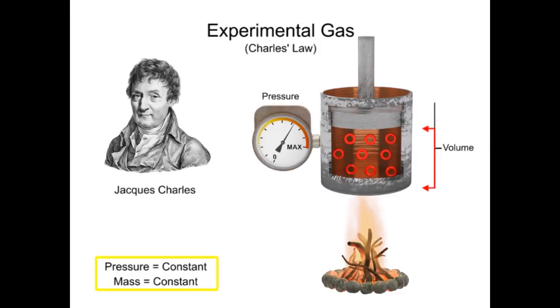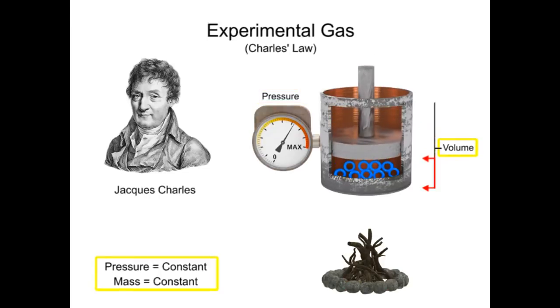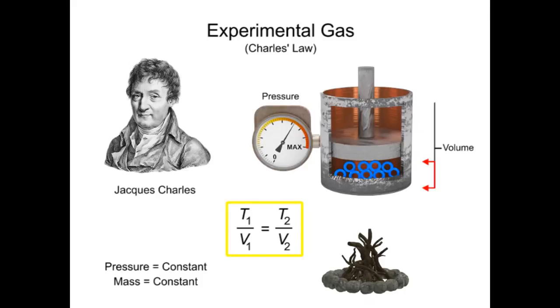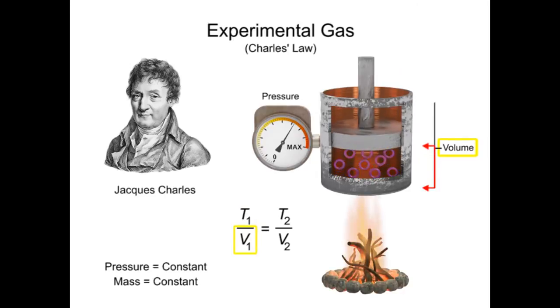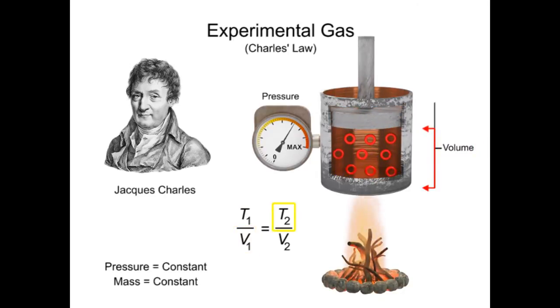Additionally, the inverse is true. If the pressure of a gas is constant and the temperature is lowered, the volume will also lower. Charles's law can be expressed mathematically as the ratio of the temperature at state 1 to the volume at state 1 is equal to the ratio of the temperature at state 2 to the volume at state 2. This law is true as long as the pressure and mass remain constant.